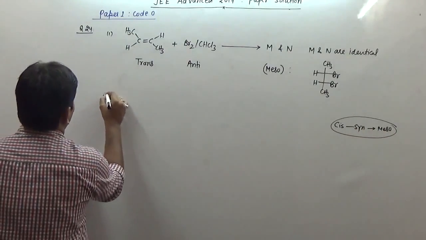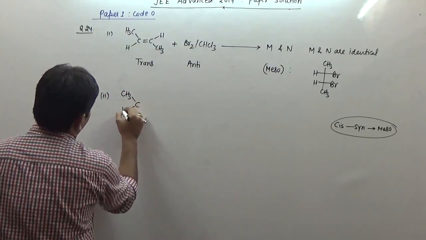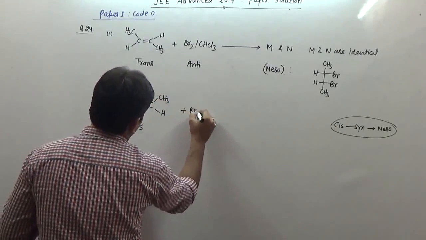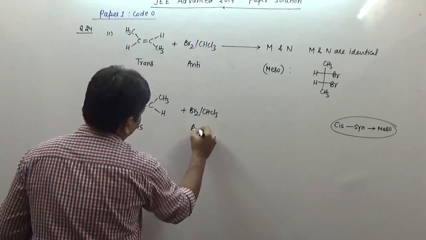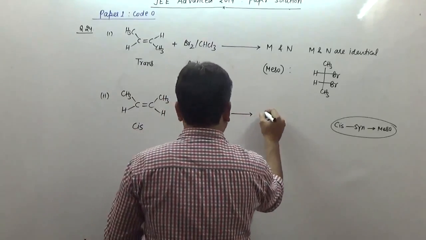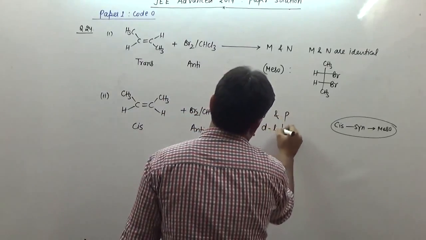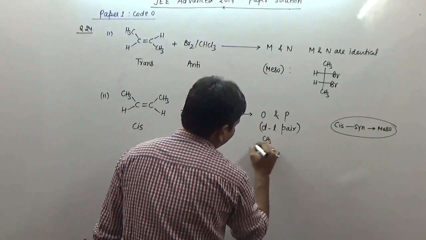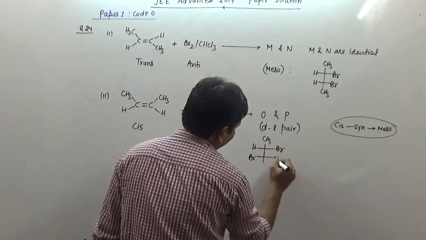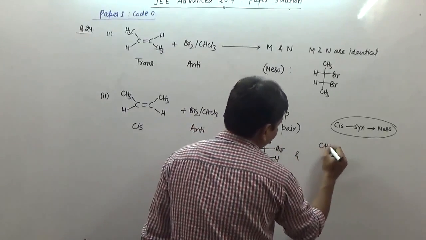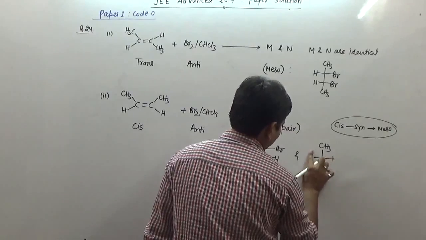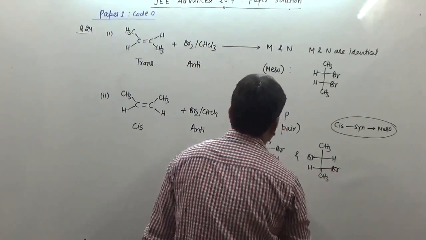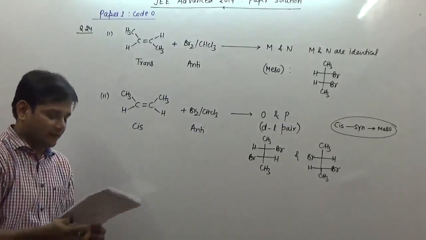Now the second compound is CH3, CH double bond CH3 and H. This is the cis form, and if Br2 is adding here, anti-addition is going to occur. If O and P are formed, these are DL pair. It means the compounds will be as follows: CH3, H, Br, Br, H, CH3 and CH3, H, Br, H, H, Br and CH3. So these are the two compounds O and P, and M and N are the same compound.